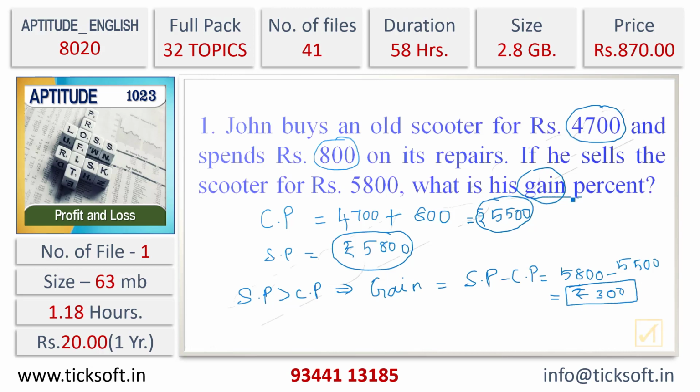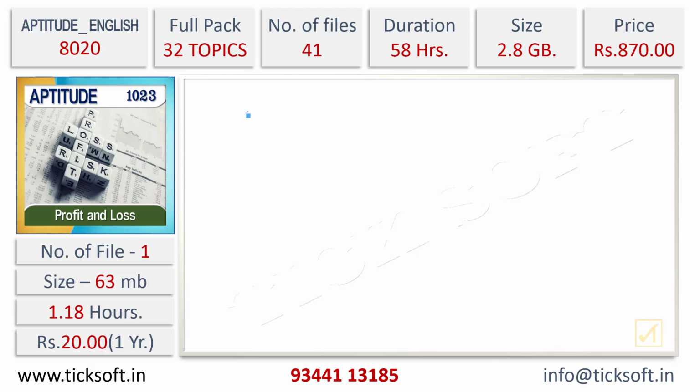So now listen, we have to find out the gain percent. So what is the formula to find the profit percent? The formula will be equal to the profit or gain divided by the cost price into 100. So here the profit is 300 divided by the cost price 5,500 into 100. Now if we cancel these two values, we get 300 by 55. So now what we are going to do is divide this 300 by 55.